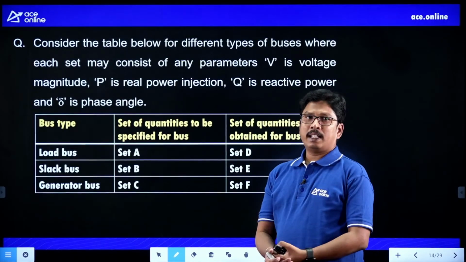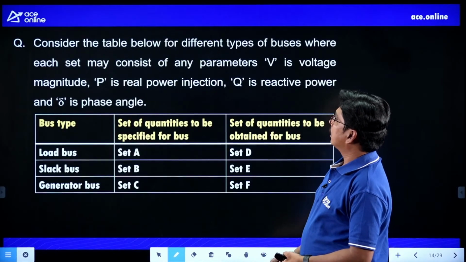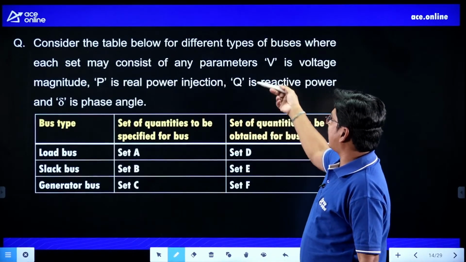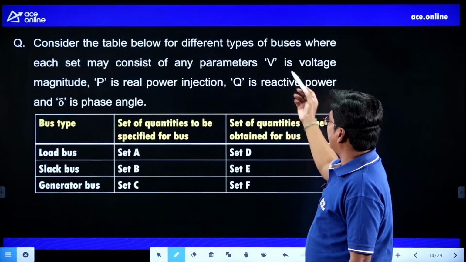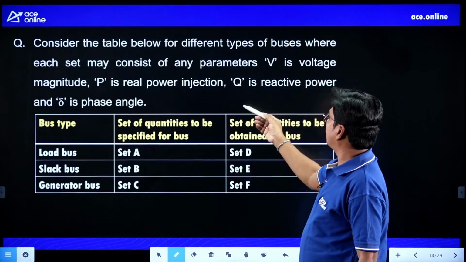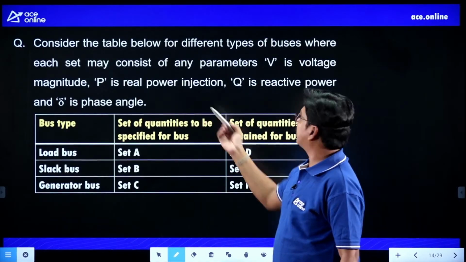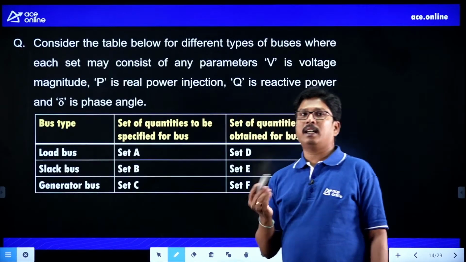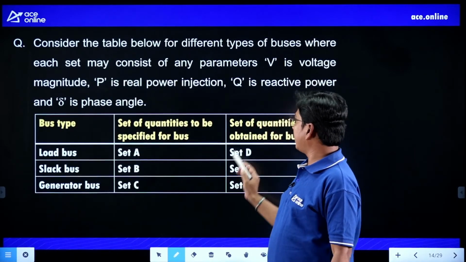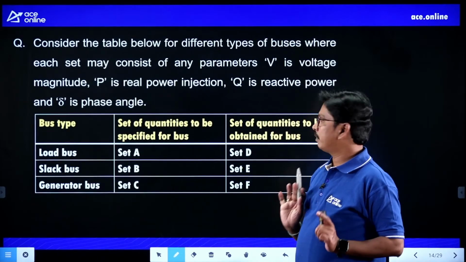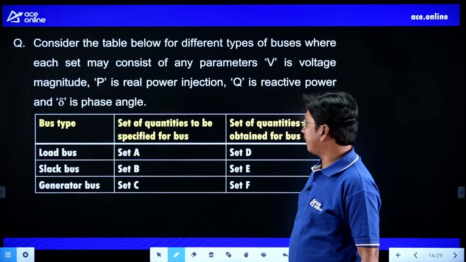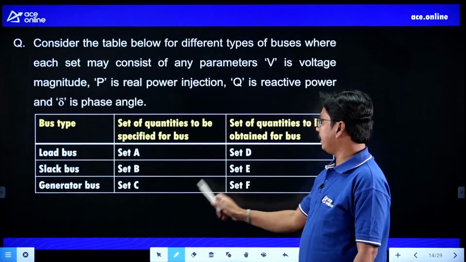See here, consider the following table for different types of buses, where each set may consist of any parameters. V is the voltage magnitude, P is the real power injection, Q is the reactive power injection and delta is the phase angle. Then what are the specified and not specified quantities? For the load bus, what are the specified quantities and what are the quantities to be obtained? Slack bus, generator bus, load bus are all given as set A, D, B, E, C, F.